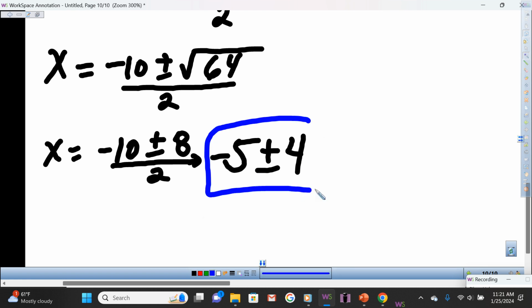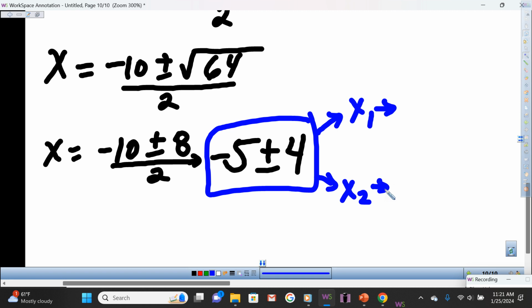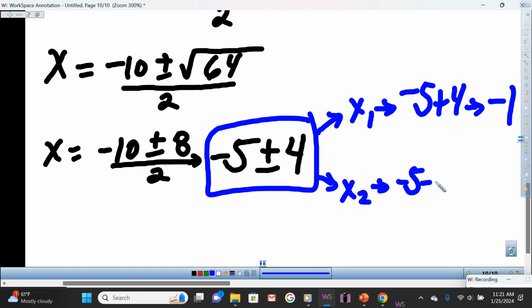However, can we write our 2 equations from here? Yes, x sub 1 and x sub 2. So x sub 1 is what, Danny? Negative 5 plus 4, which is negative 1. And x sub 2 is negative 5 minus 4, which is negative 9.